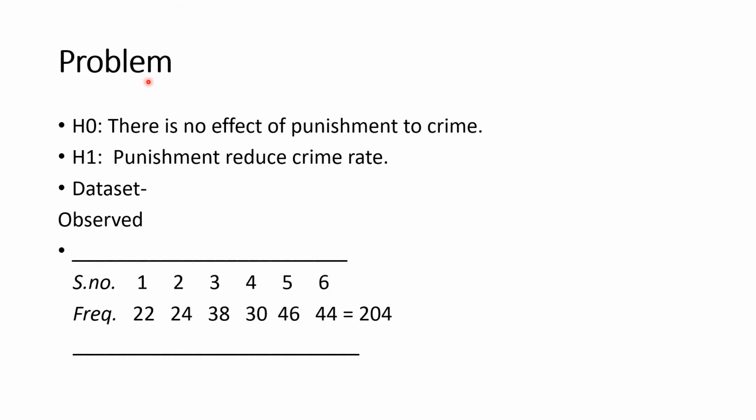Here we have a problem. The null hypothesis is that there is no effect of punishment on crime, and the alternative hypothesis is that punishment reduces the crime rate. It is a data set in which we have 6 sets of data which are in frequency: 22, 24, 38, 30, 46 and 44.